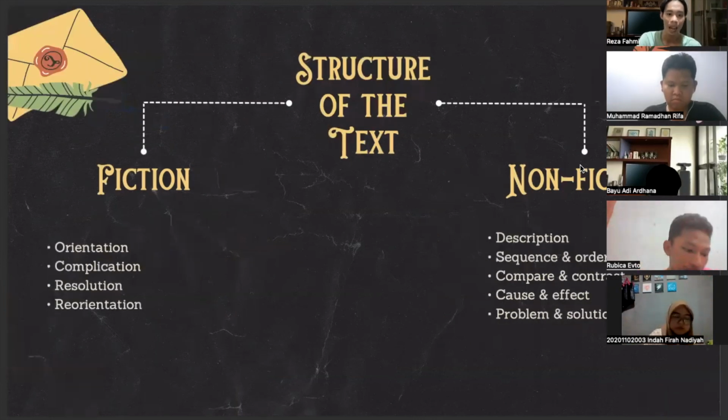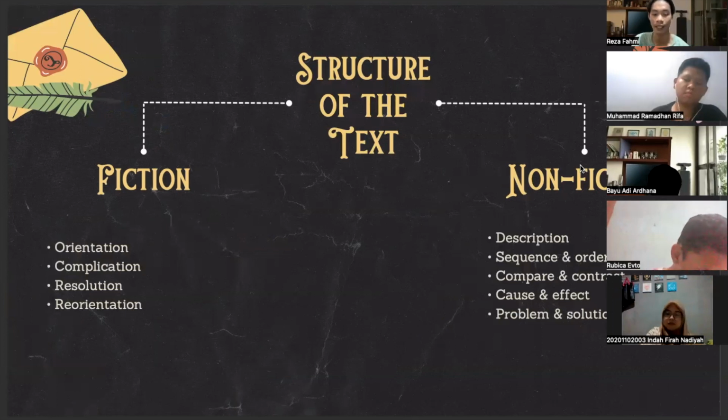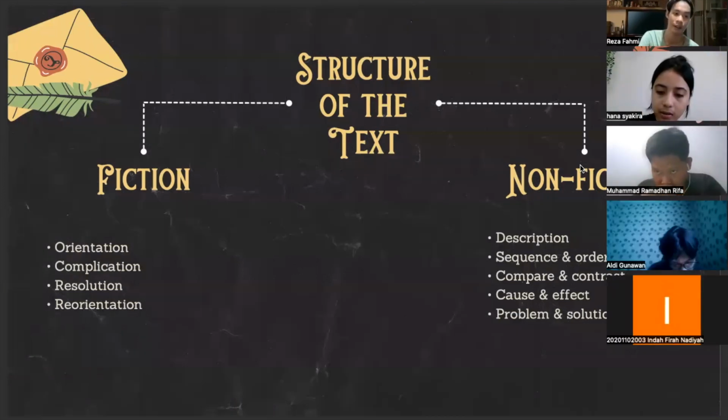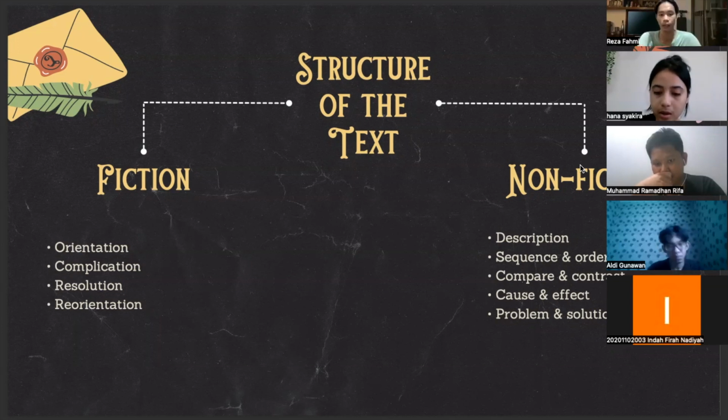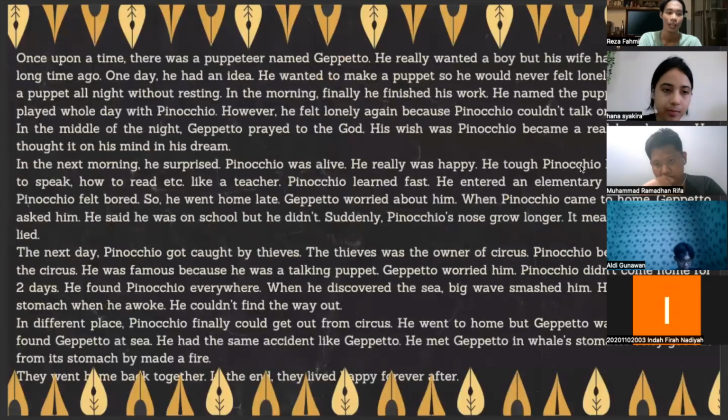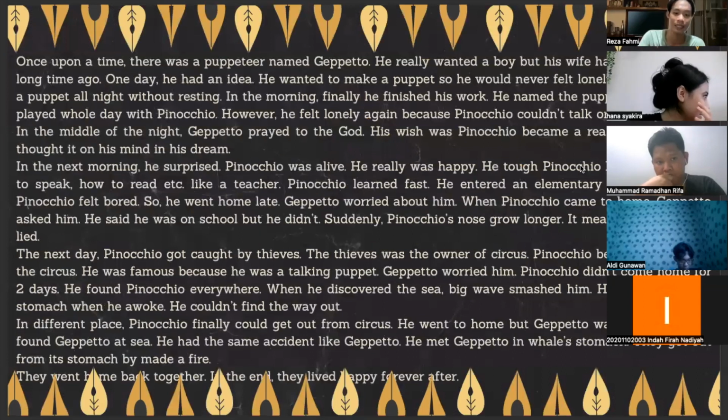And here, I have a structure of the fiction and non-fiction narrative text. The fiction is orientation, complication, resolution, and reorientation. And the non-fiction is description, sequence, and others: compare and contrast, cause and effect, and problem and solution. So to find out whether the narrative text is fiction or non-fiction, you can identify the narrative text with these points. And this is the example of the narrative text.